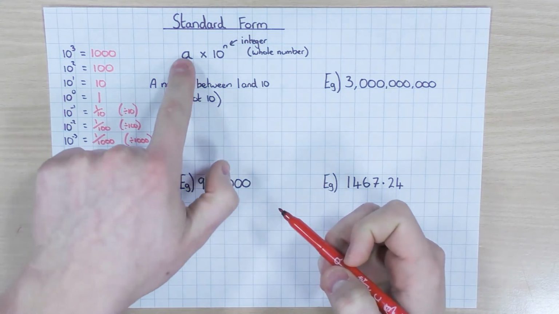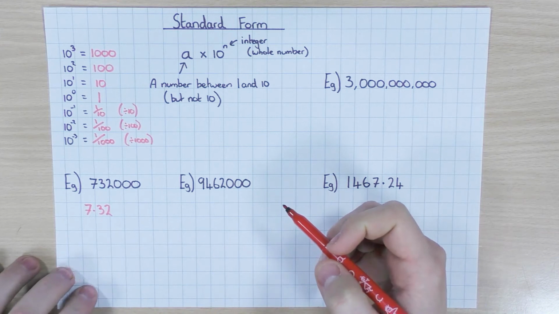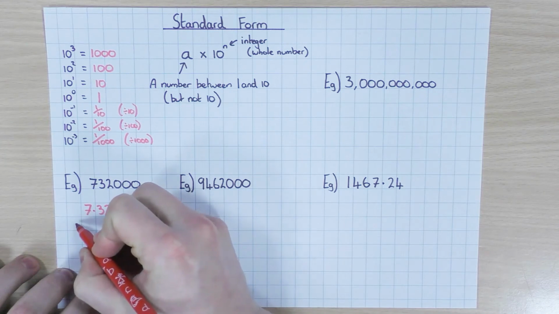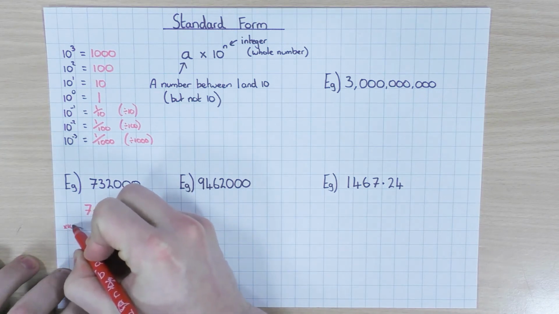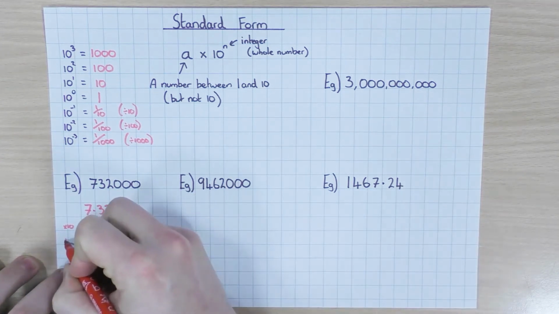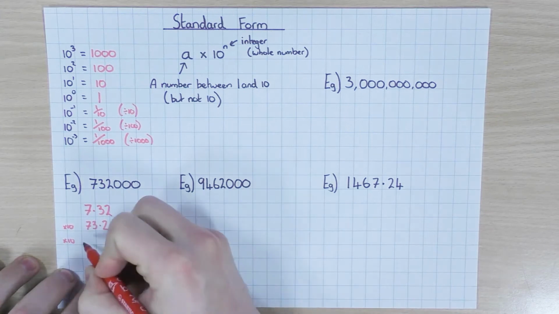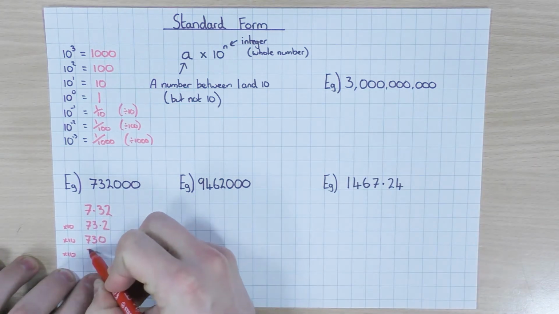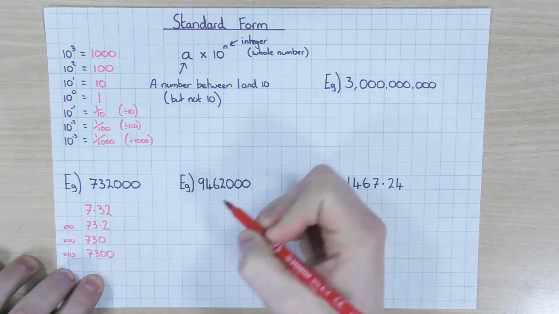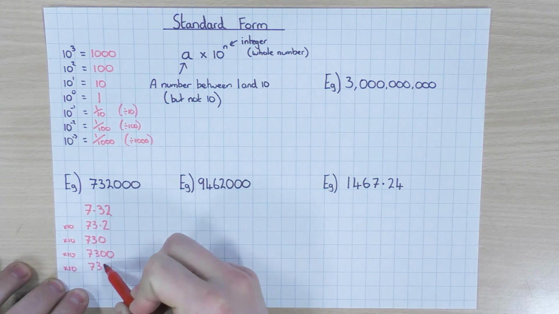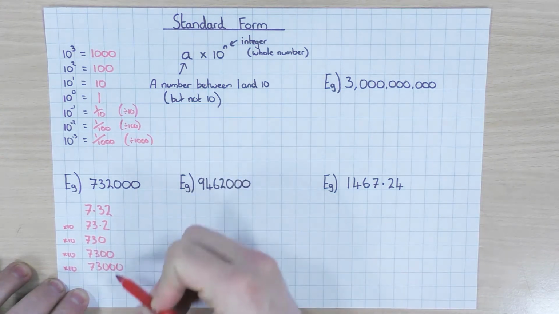Once you've figured out what the A is, we're then going to times it by 10 and keep timesing it by 10 until we get back to the original. So this is what I'm going to do. I'm going to times by 10 just once, which will give me 73.2. I'm going to times by 10 again because I haven't quite got back to the original. So that's 730. Again, I need to keep going. I times by 10 again. 7,300. Still not the same. Times 10 again. 73,000. Still not the same.